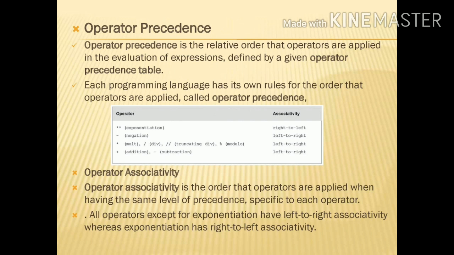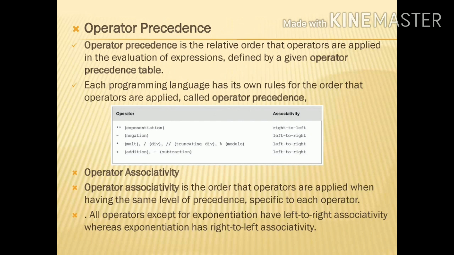Exponentiation takes the first priority in the operator precedence of arithmetic operators in Python. Next, negation takes the second priority, followed by multiplication, division, truncating division, and modulus. Finally, addition and subtraction take the lowest or least priority in the operator precedence of arithmetic operators in Python.